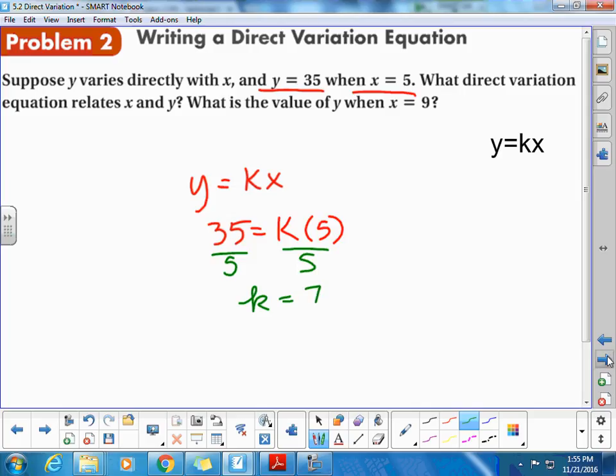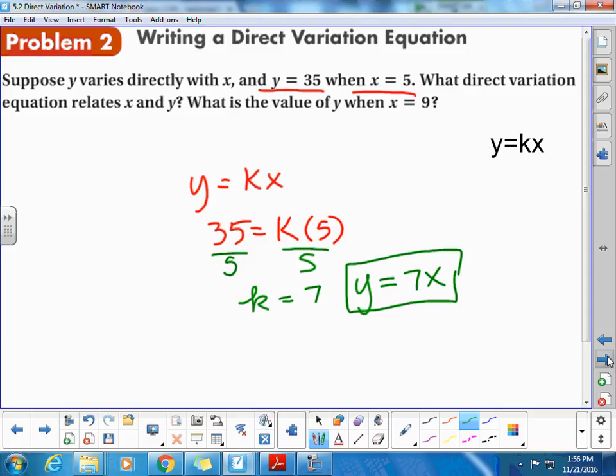So am I done? No, that's not my equation. So my general equation, like y equals mx plus b, where I plug in an m and a b, this one is just going to be y equals k, which is 7, x. So here is my direct variation equation.